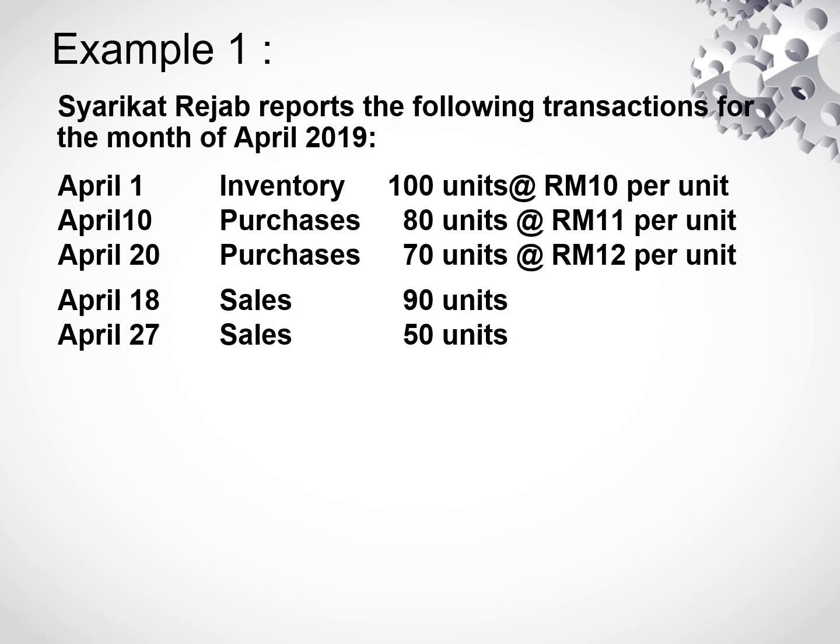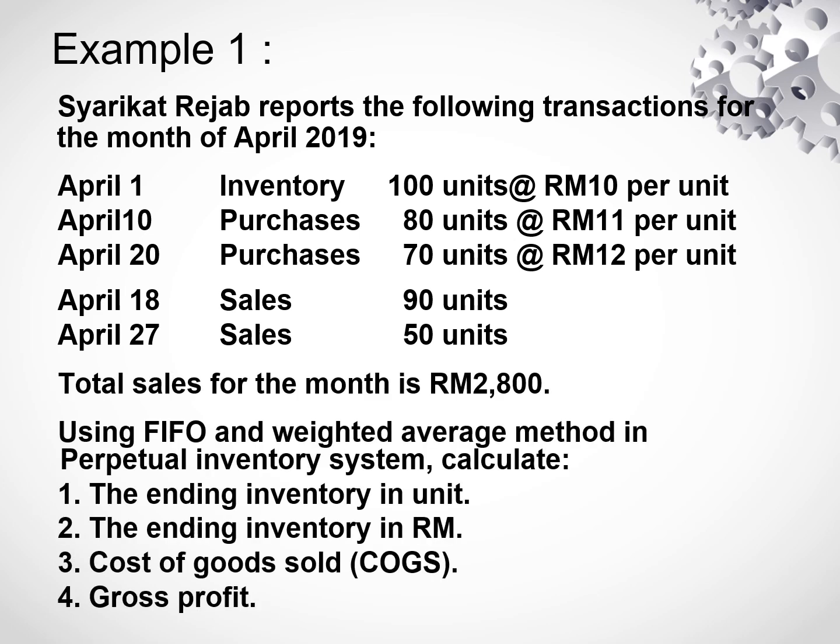Example 1. Syarikat Rejab reports the following transaction for the months of April 2019. April 1st, beginning inventory. April 10 and April 20th are purchases. April 18 and April 27 are sales. Total sales for the months is 2,800. Using FIFO and weighted average method in perpetual inventory system, calculate number 1, ending inventory in unit, number 2, the ending inventory in RM, number 3, cost of goods sold, and number 4, gross profit.